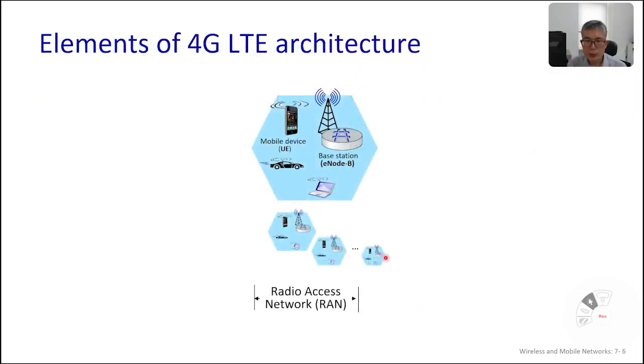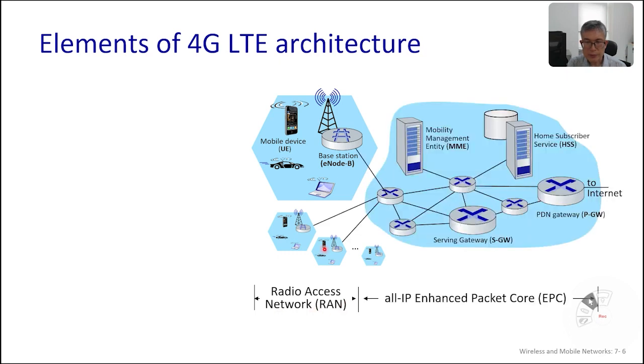This figure shows elements of the 4G LTE architecture. You can see user equipment, mobile devices, smartphone, vehicle, and base station. The evolved base station is called the eNode B. And this is the radio access network, RAN. On the right hand side, there is a core network. The core network is called the all-IP Enhanced Packet Core, EPC.